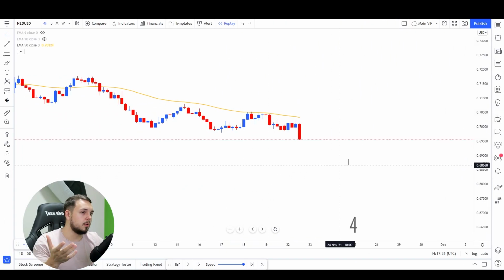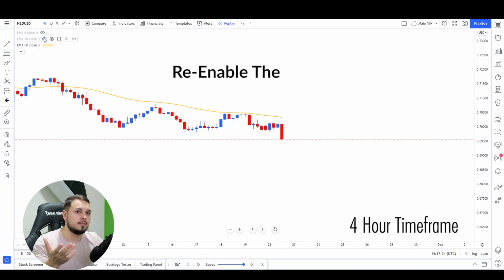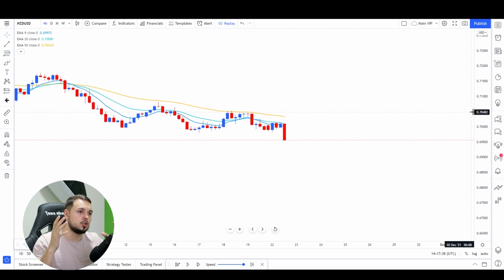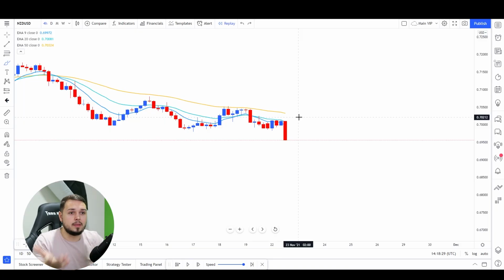Now coming back to the 4-hourly time frame, we need to reactivate our EMAs. Since we have established already that everything is trending down, because our 50 moving average is well above all of these candlesticks, the market is trending down, and it has been on the monthly, weekly, daily, and even the 4-hourly time frame. So now we need to find a way to enter the market.